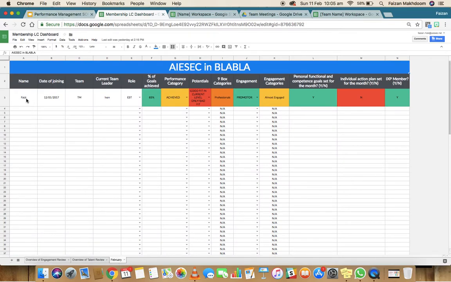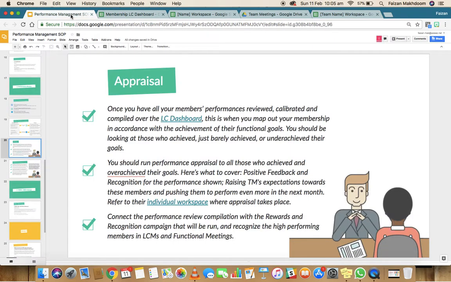This is where every single member is represented from each portfolio and gives an overview of where every single member falls within their performance levels, the performance categories, and their engagement categories. Performance appraisals are conducted for all those who achieve or overachieve their goals. This includes positive feedback and recognition for the performance that is shown within the month.